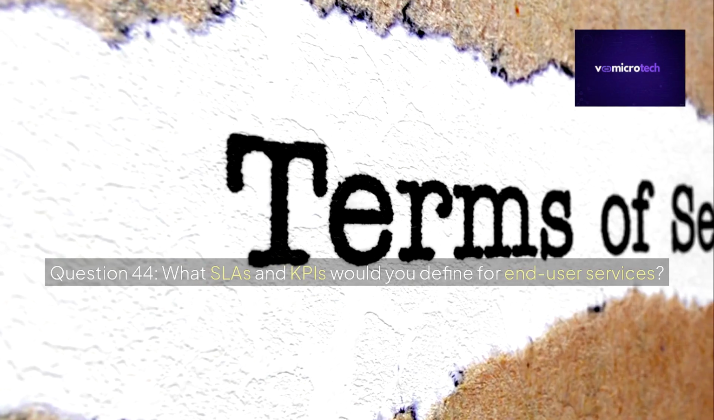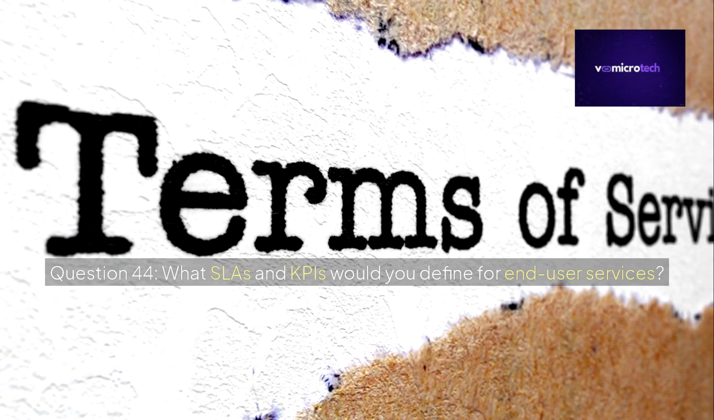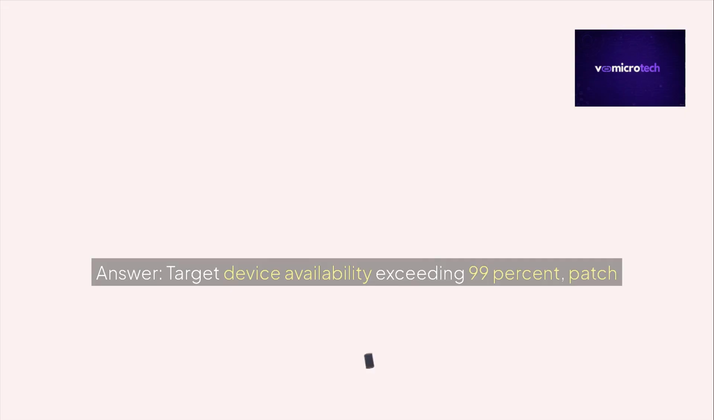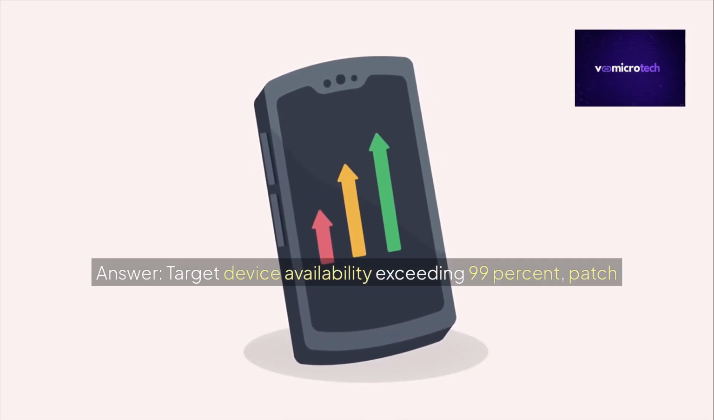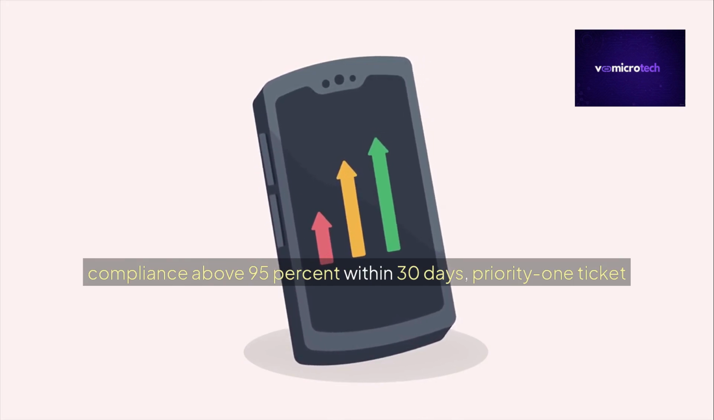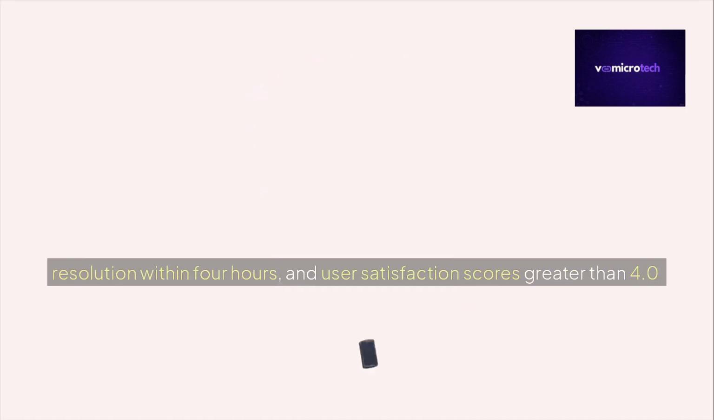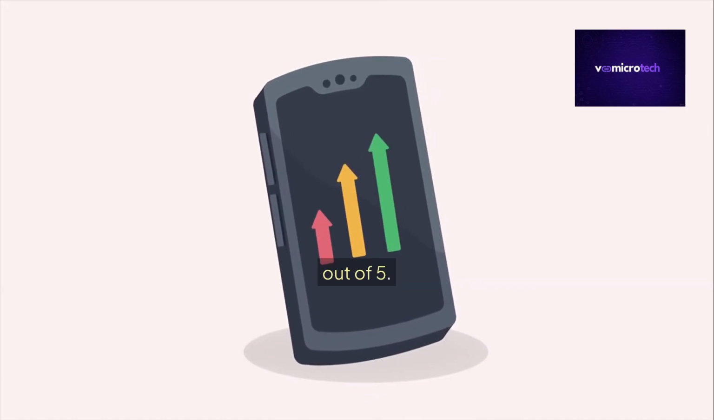Question 44. What SLAs and KPIs would you define for end-user services? Answer. Target device availability exceeding 99%, patch compliance above 95% within 30 days, priority 1 ticket resolution within 4 hours, and user satisfaction scores greater than 4.0 out of 5.